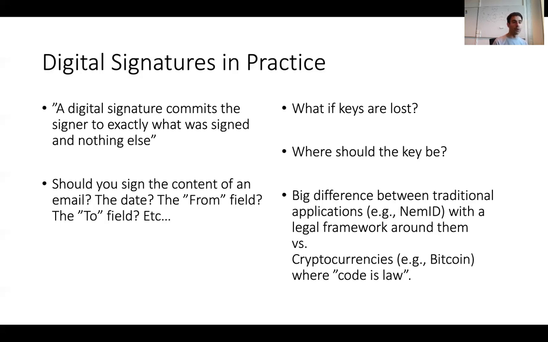Or examples of people who have stolen money by being able to compute, to extract secret keys of users in different ways, and therefore being able to steal their money. In the context of something like Bitcoin, where the code is law, there is really no way of doing anything about this. I mean, if someone steals a secret key, your money is gone. In more traditional applications of digital signatures, there are safeguards and legal agreements around the use of digital signatures. So it makes a lot of difference where you use digital signatures.